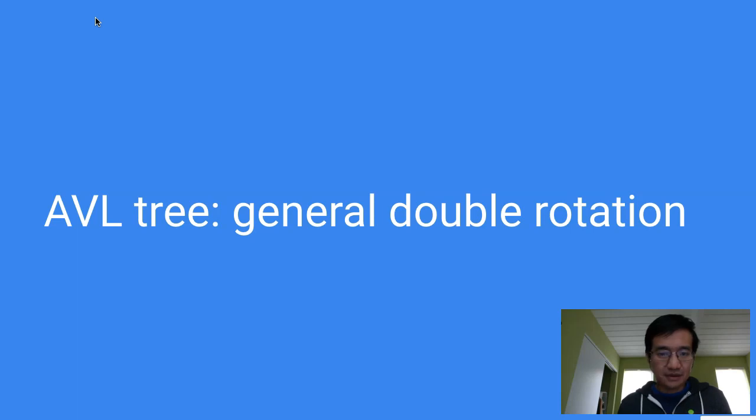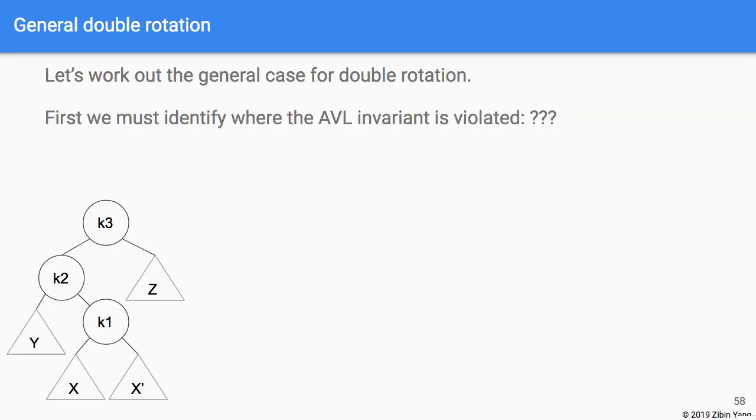Hi, so we're going to talk about the general case for double rotation in AVL tree. So whenever we are asked to rebalance an AVL tree, the first thing we should do is to identify which node in the tree actually violates the AVL tree invariant.